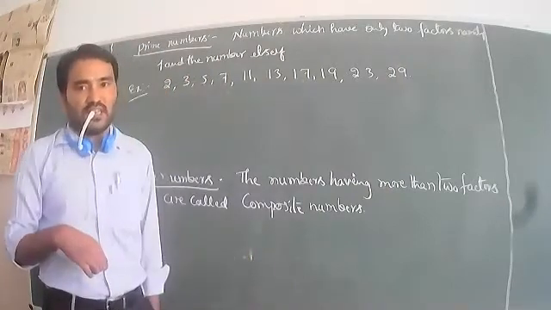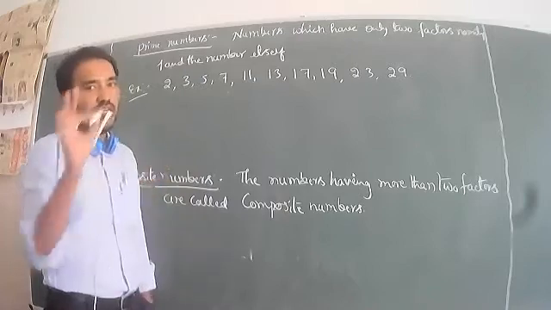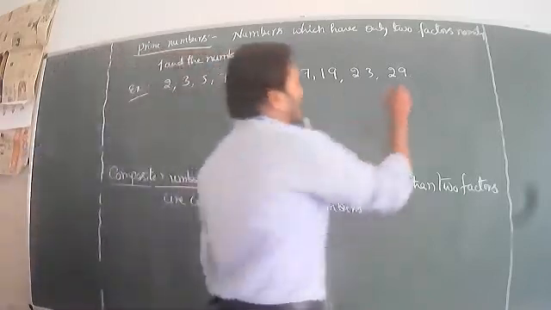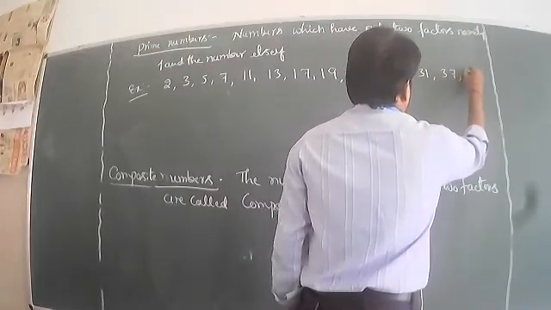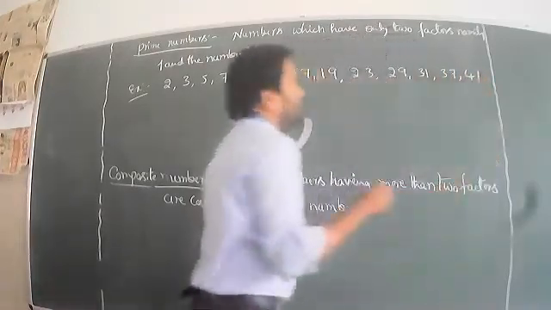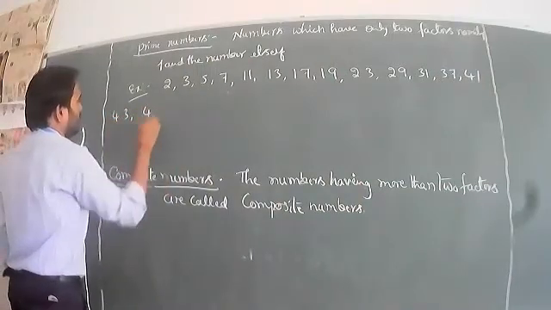23 and 29. So these are the prime numbers. So I should write up to 100. So okay, 29. Next, 31, 37. Okay, next 41, 43, 47.